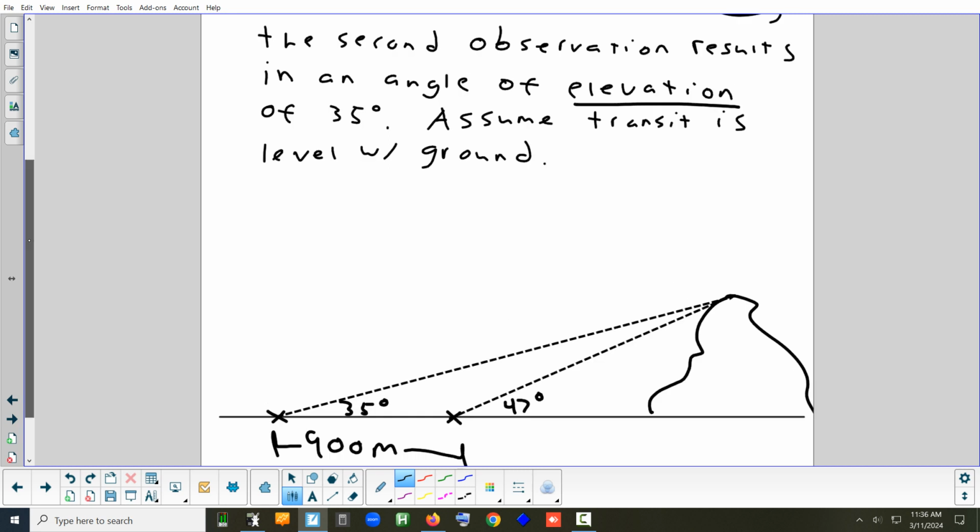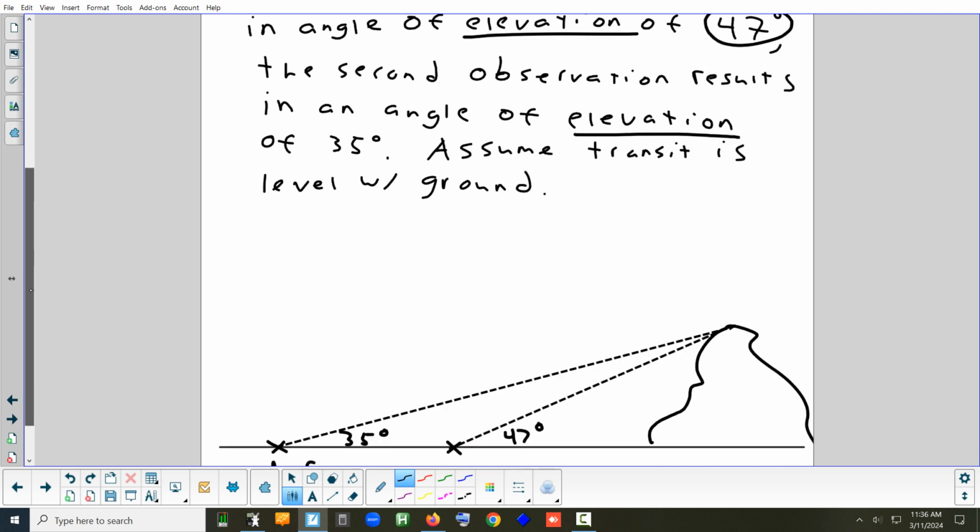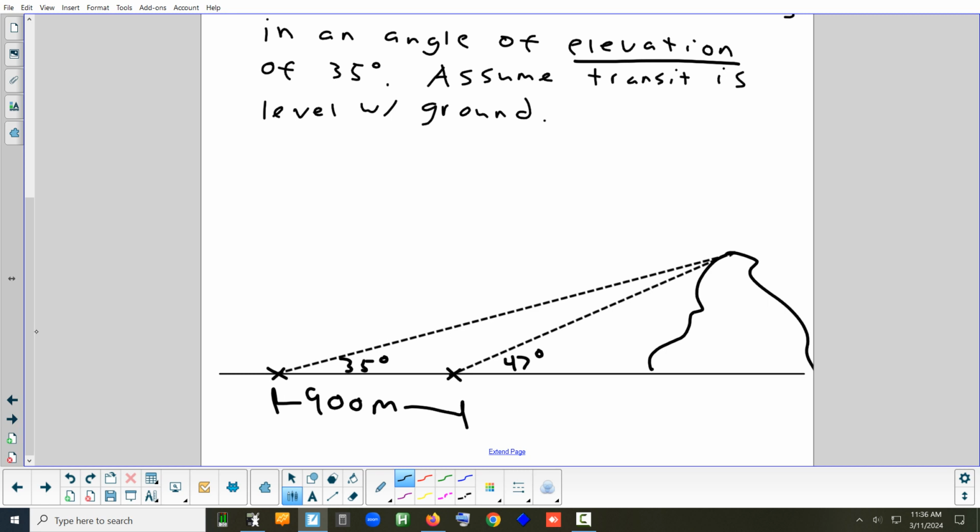Okay, and did it say what we're trying to find? The height of the mountain, to measure the height of the mountain. So what's the height of the mountain? Like if you had a pyramid, is it like this? Is that the height of the mountain? Now that's the slant height of the mountain. What's the height? It's the distance from the ground to the peak.